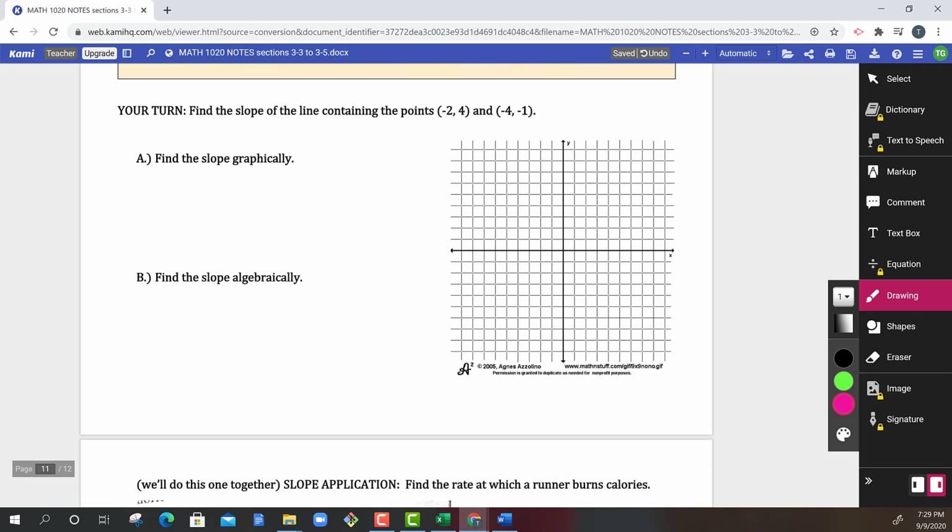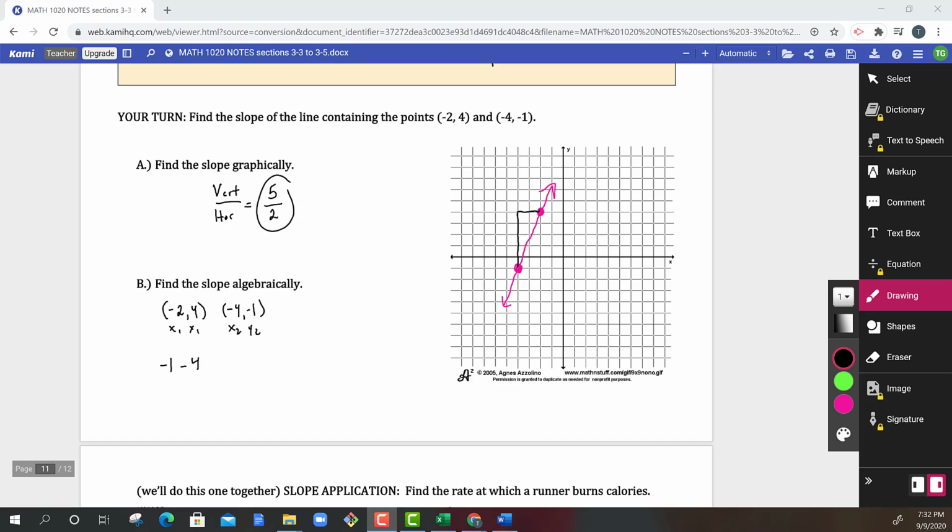Pause the video. I'm going to show the answer here in just a few seconds for this last example, and that'll be it. So my pen has stopped working here right at the end, but the slope should be 5/2. When you do it algebraically, you should end up getting -5 over -2, and a negative divided by a negative ends up giving you this same +5/2 as a slope.